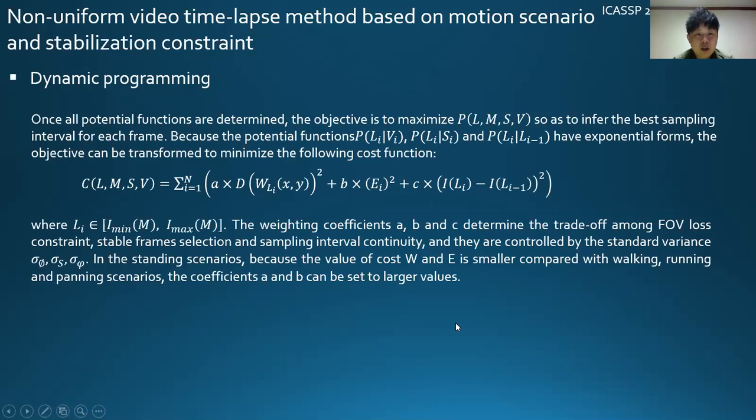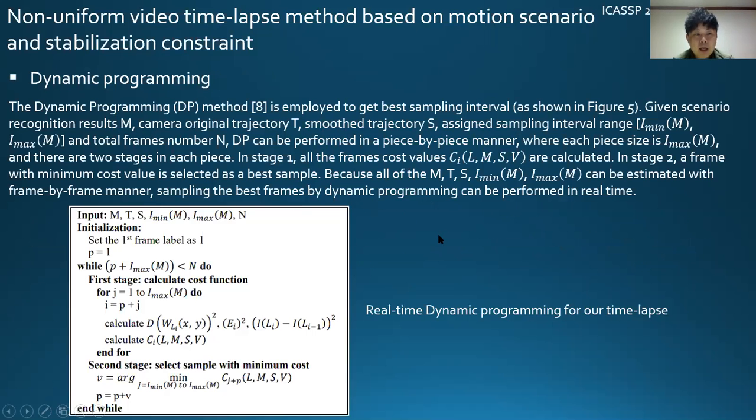Once all the potential functions are determined, our objective is to maximize this probability so as to infer the best sampling interval for each frame. Because all of these potential functions have exponential forms, the objective can be transformed to minimizing the following cost function. Then dynamic programming is employed to get the best sampling interval.